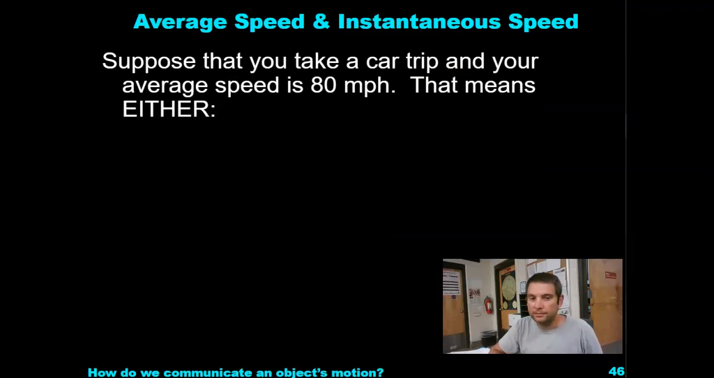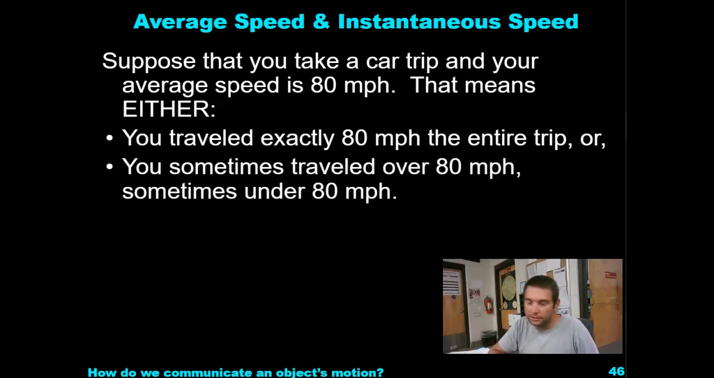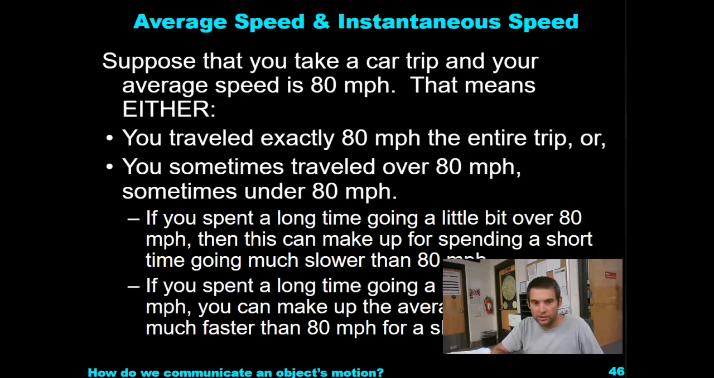If you take a car trip, same thing. If your average speed is 80 miles an hour, then that means you traveled exactly 80 miles an hour for the entire trip, or you sometimes traveled over 80, sometimes traveled below 80. Either way, if you spend a long time going a little bit over 80, then this can make up for a short time going slower than 80. So when you're in the car and you're driving and you're trying to make up time, so you speed, you going slightly faster for a short period of time is still not going to affect your average speed enough.